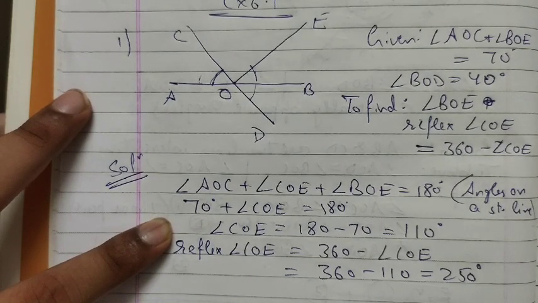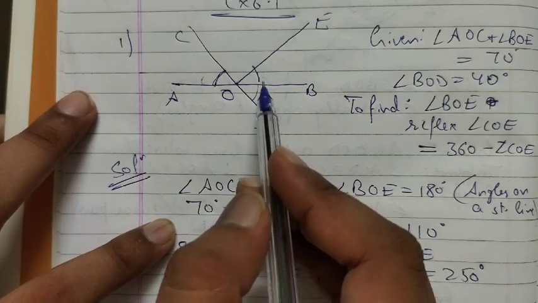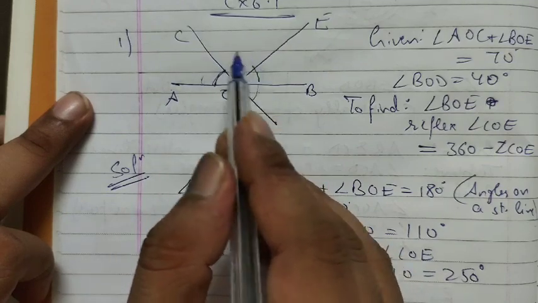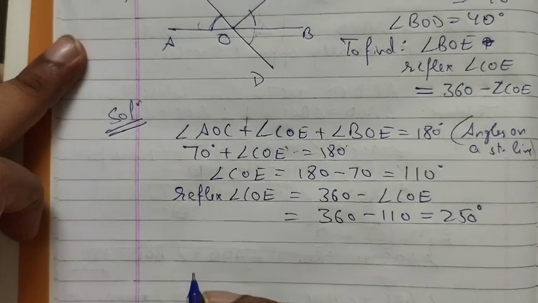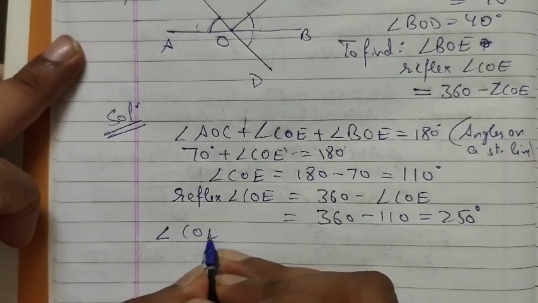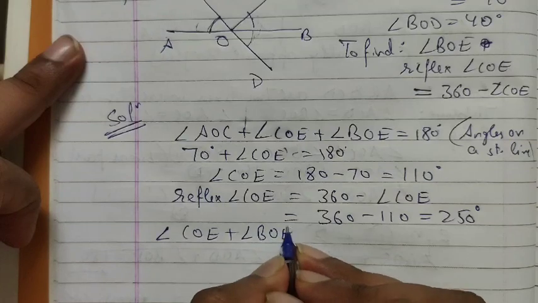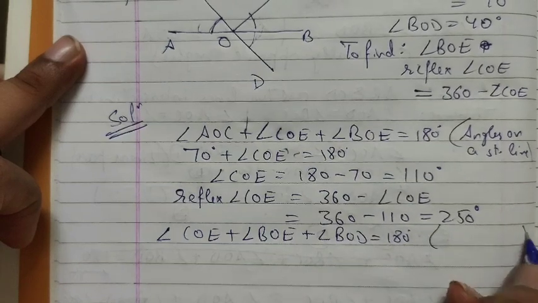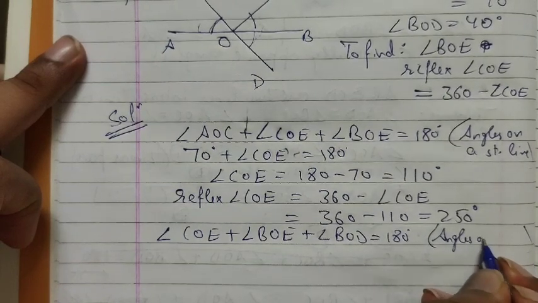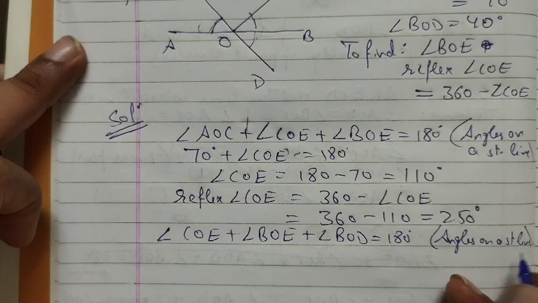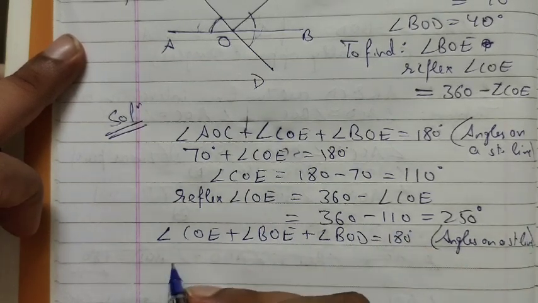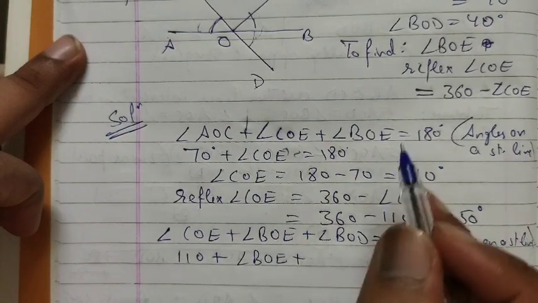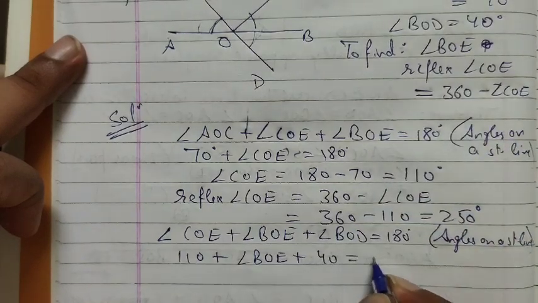Secondly, we have to find out angle BOE. Now we know that the sum of all three angles on this CD line will also be equal to 180 degrees. So we can say angle COE plus angle BOE plus angle BOD is also 180. Reason being the same, angles on a straight line. So COE we have determined is 110, plus BOE we have to determine, and BOD is given, it is 40 degrees. So put 40 degrees, is equal to 180.